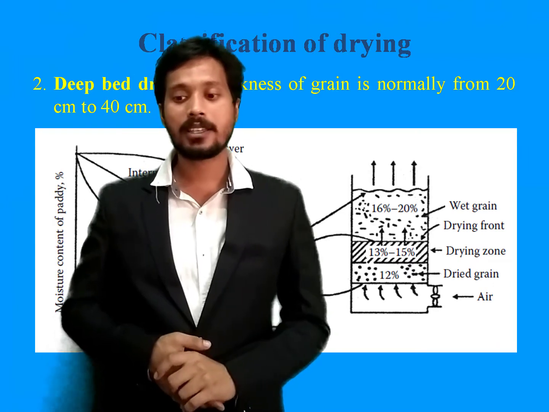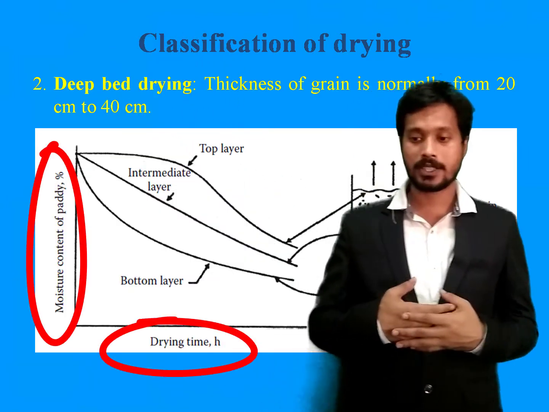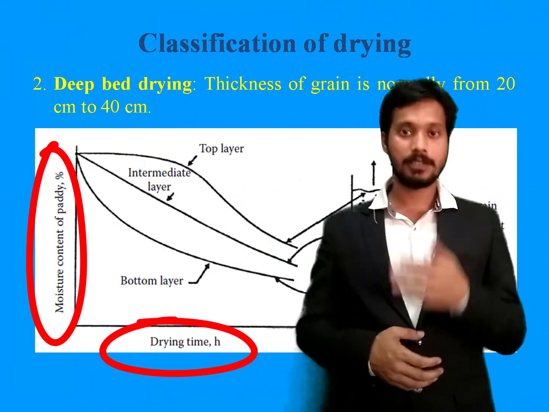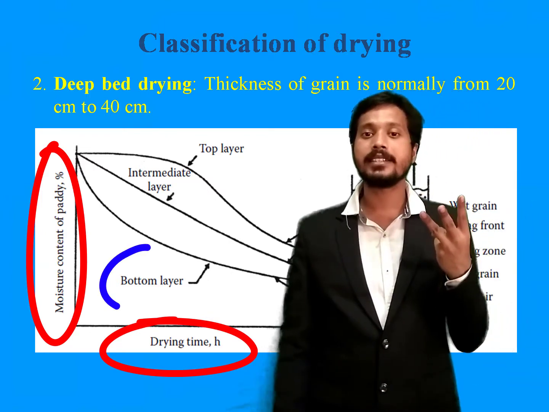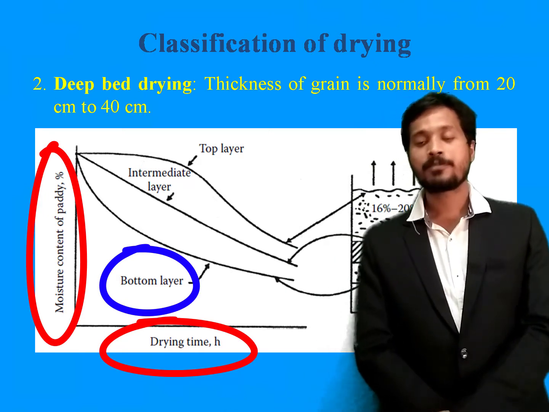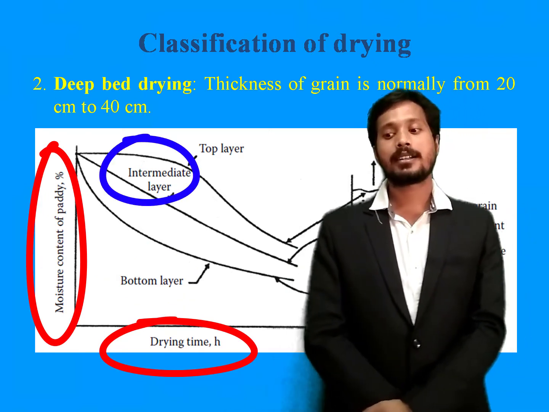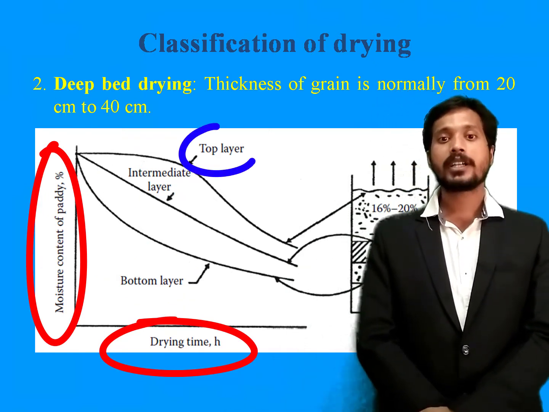So in deep bed drying, you can see one graph is plotted here, moisture content of product versus drying time. You can see there are 3 sections: one is the bottom layer, one is the intermediate layer, and another one is the top layer. So what is this bottom layer?